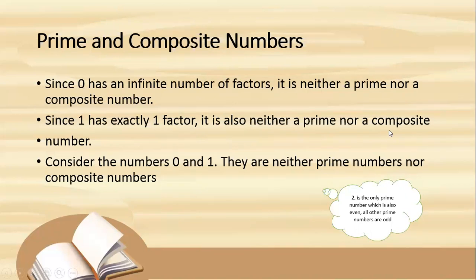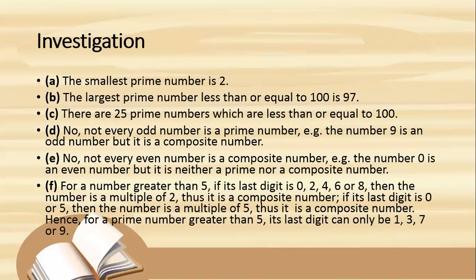It is a very basic misconception that some students always consider 1 as a prime number, but 1 and 0 are both neither prime numbers nor composite numbers. Again, remember the fact that 2 is the only prime number which is even. All other prime numbers are odd. Move on. Go for other investigation. The smallest prime number is 2. The largest prime number less than or equal to 100 is 97.